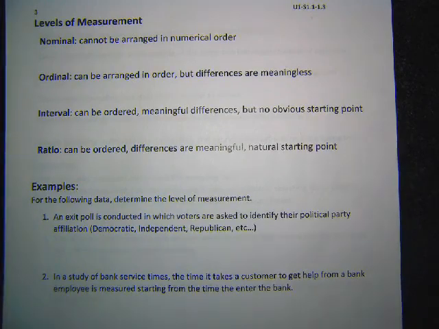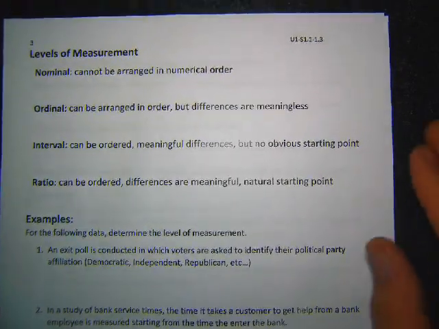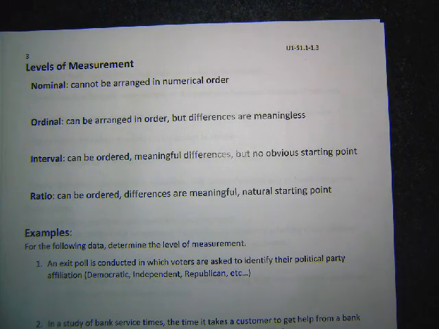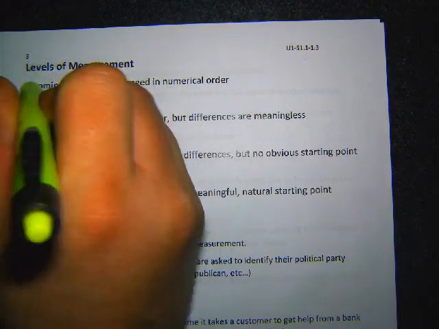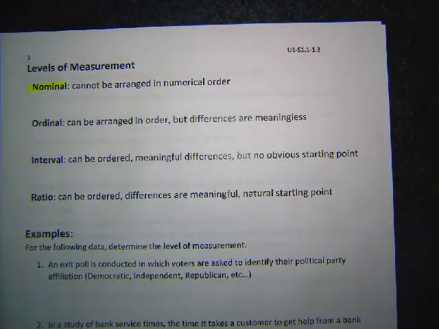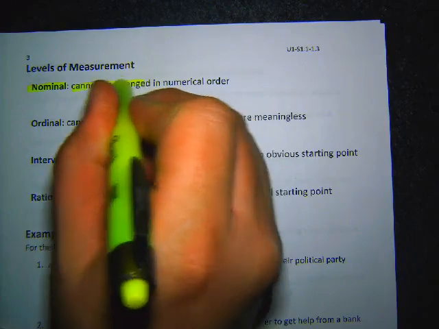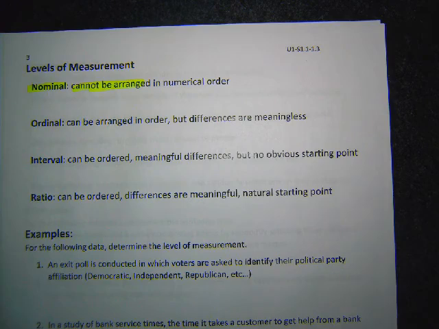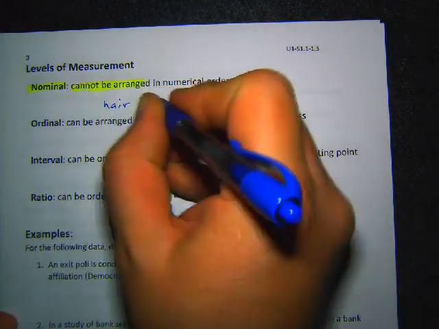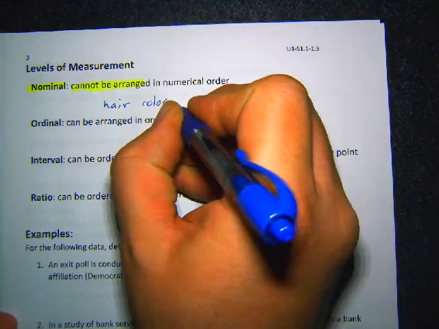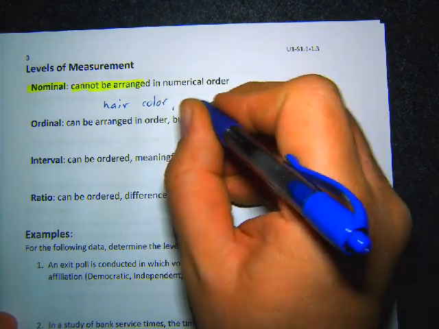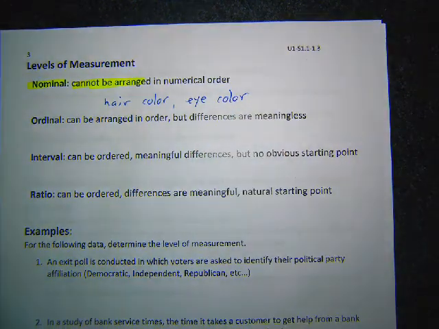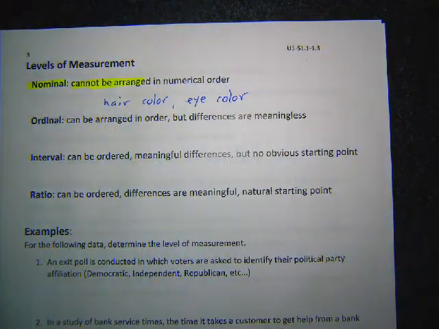Okay, beyond that, we actually have different levels of measurement. Different data sets you work with can be measured at different levels. The first level is nominal. A data set that is nominal cannot be arranged in numerical order. So there's no order to put this in. This would be stuff like hair color or eye color. Those are not things we can order, right? How do you order hair color or eye color numerically? You can't arrange them, so they will be nominal.